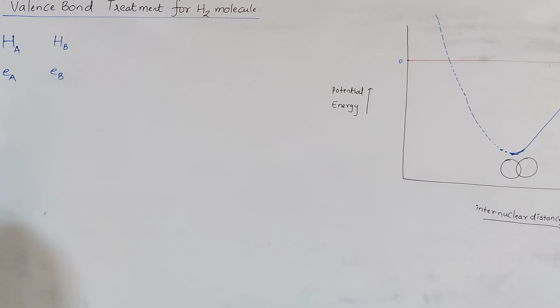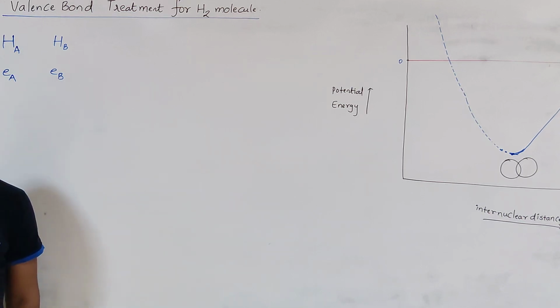Here I say very clearly, whenever the two hydrogen atoms are separated by a large distance, there is no interaction between them. Only what type of interaction is there at that time? The HA and EA, HB and EB. So between these, two attractive forces are present. It is very common: whenever an electron is present in an atom, definitely it is under the influence of its nucleus. So HA and EA attract each other, and HB and EB attract each other.